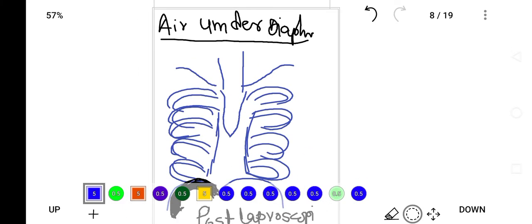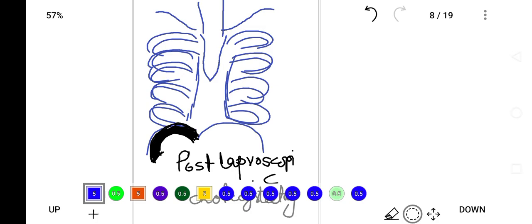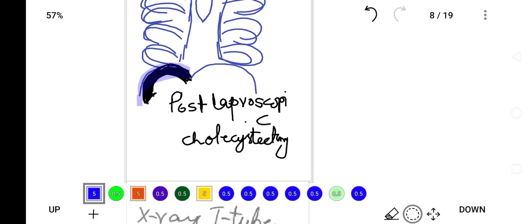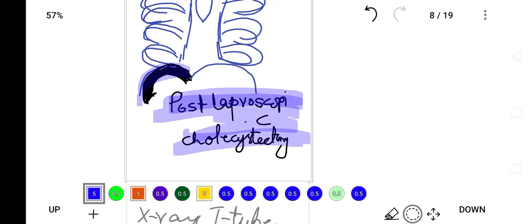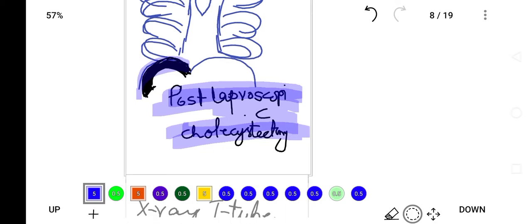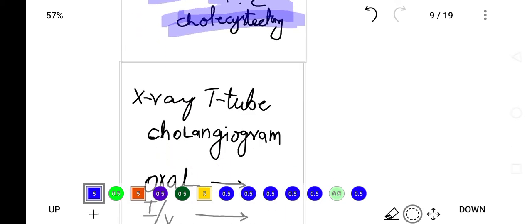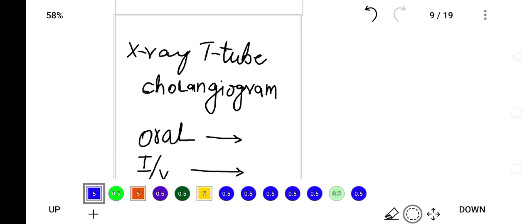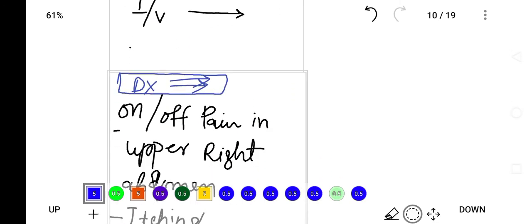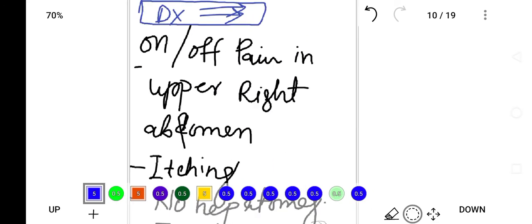And another is air under diaphragm, as we discussed. We discussed causes like enteric fever, typhoid, and peritonitis. The patient will present with free air under diaphragm. And another cause is post-operative laparoscopic cholecystectomy. In post-operative laparoscopic cholecystectomy, there will be free air under diaphragm, and in the X-ray that air will be clearly demarcated. So right now I'm going to present a clinical scenario.